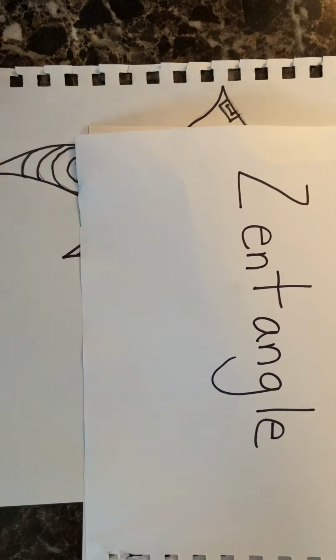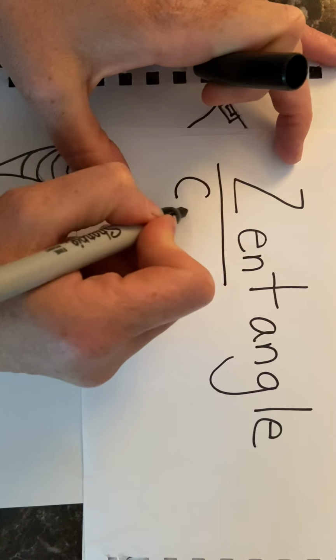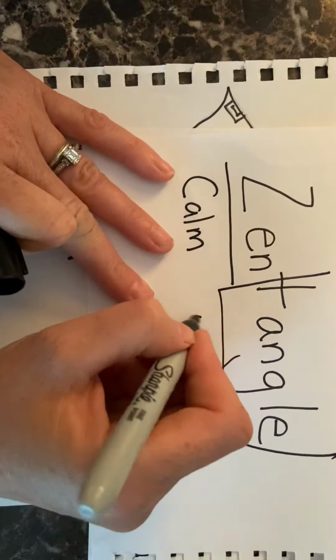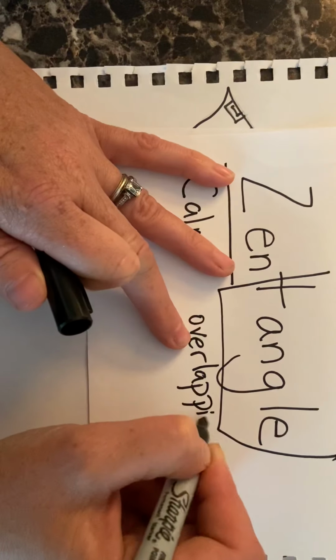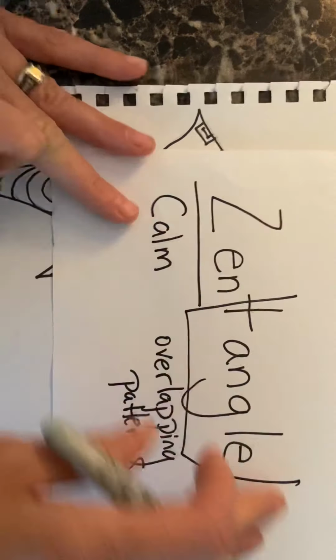We created a Zentangle. So if you see the word Zentangle, there's two words in it, Zen and Tangle. So the word Zen means calm. And then the word tangle refers to overlapping patterns and designs. And that's what the word Zentangle means.